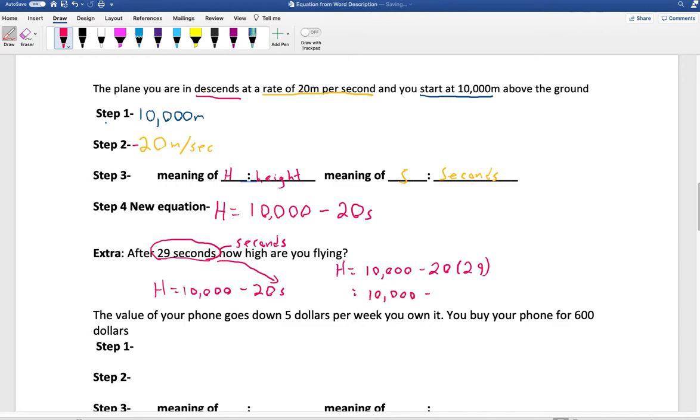minus, and that calculation is going to be 580. This is going to be a long descent. 580, which equals 9,420 meters. So after 29 seconds, I'm at 9,420 meters. So I plug that in, I realized it was seconds, I plug that in for the seconds part.